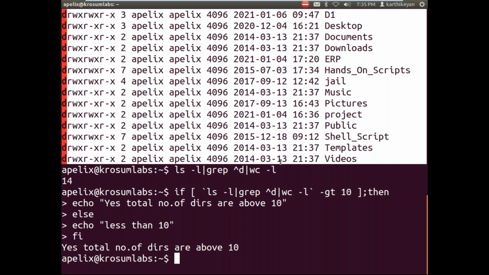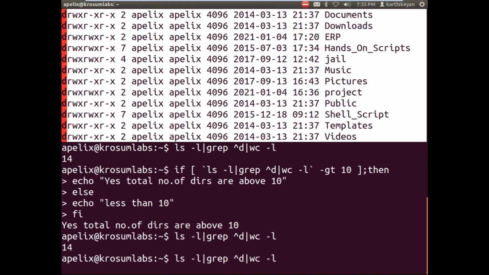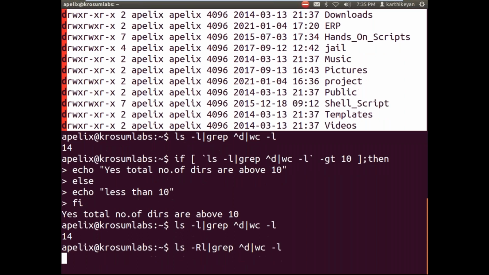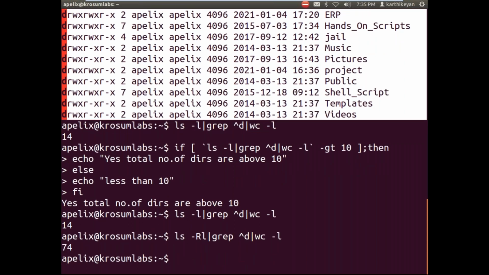I put ls -l. If you put ls -l, grep line starts with d, word count, gives the total number of directories in the current directory only. If you put capital R for recursive, it covers the current directory, subdirectory, another subdirectory, like this. In grep recursive, can you only print the middle line, like user and group, or do you have to use another command? For that we can use the awk command.